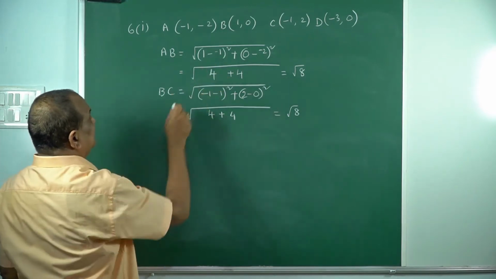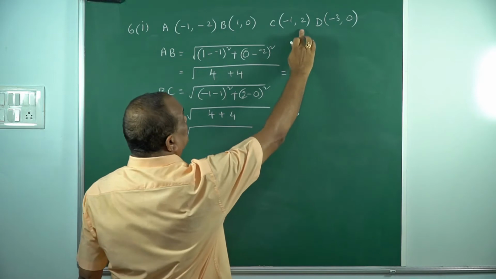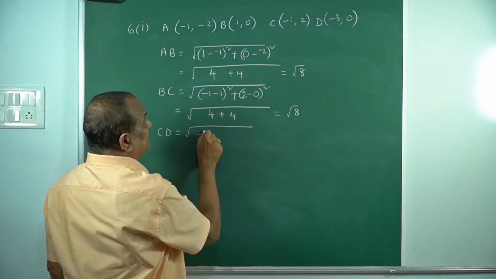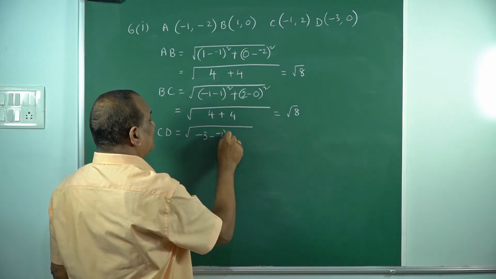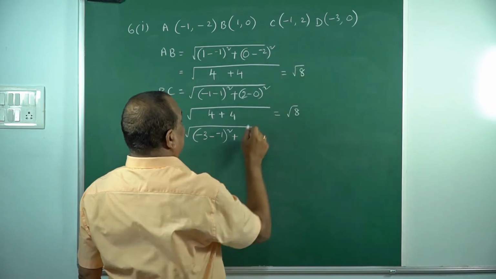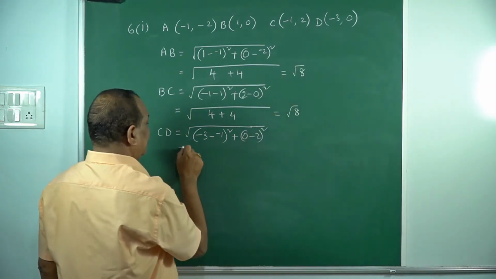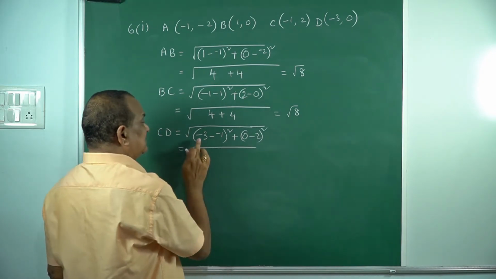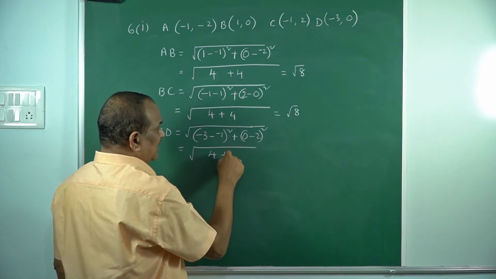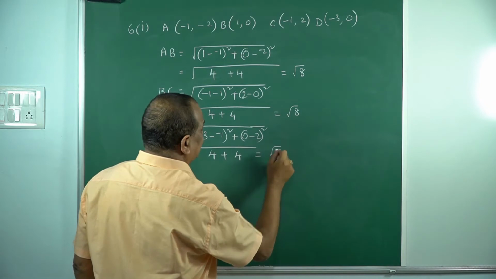So let me go for CD also. CD is equal to under root, these 2 points we are taking, (minus 1 minus of minus 1), (minus 3 minus of minus 1) whole square, and the next one is (0 minus 2) whole square. And good heavens, we are getting again minus 3 plus 1, minus 2 squared, 4. And this is also minus 2 squared is 4. Again, it is root 8.